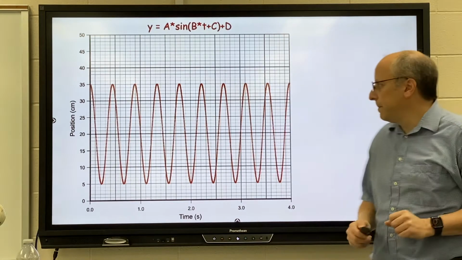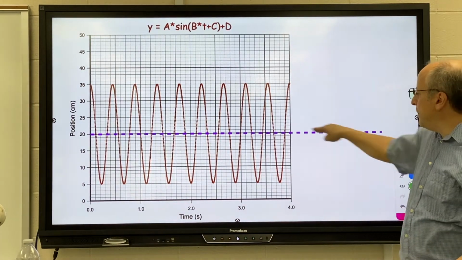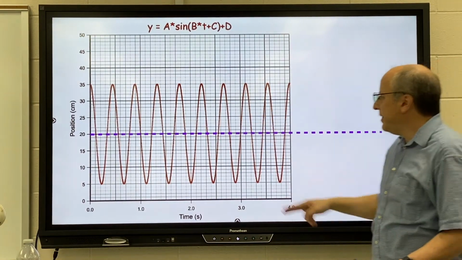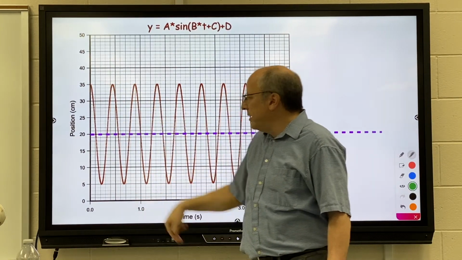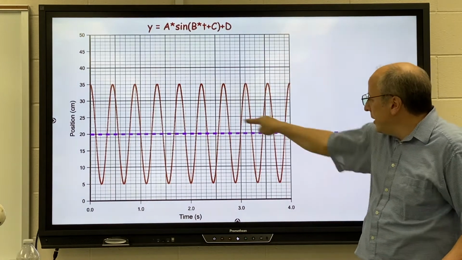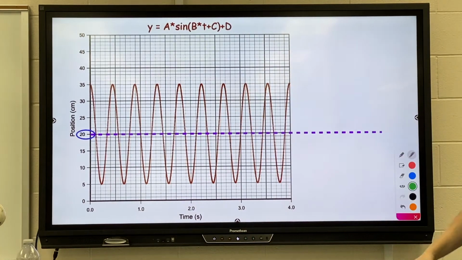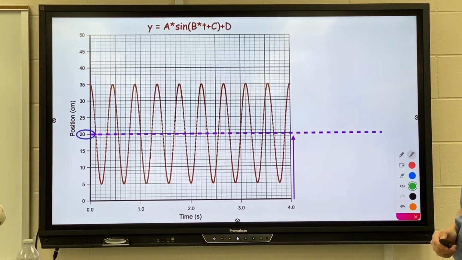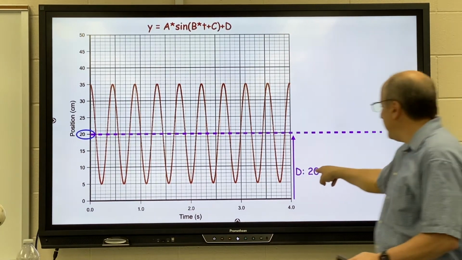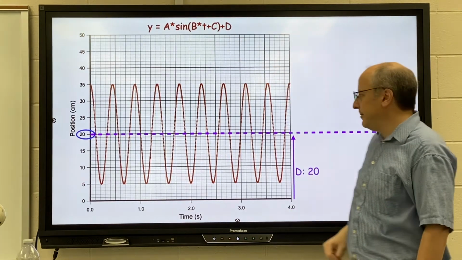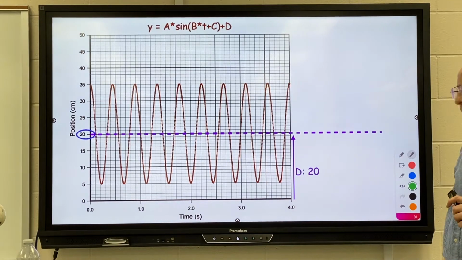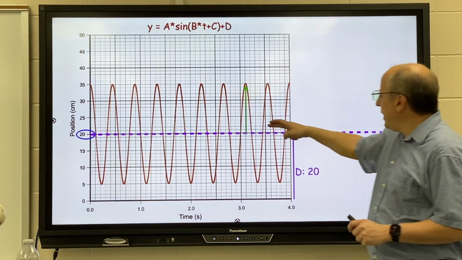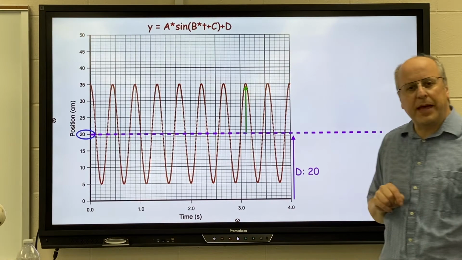Start with the D. Find the midpoint of your sine curve, the average. So your most extreme value on either side, average them out. That'll give you the middle of the graph. You circle that value, and that value will tell you how far you are from the x-axis. That is the number that goes in for D. So find D first.